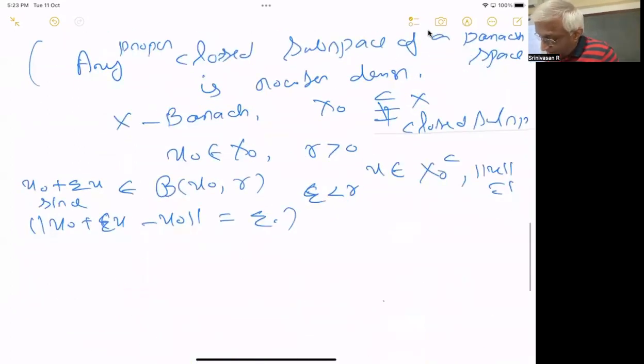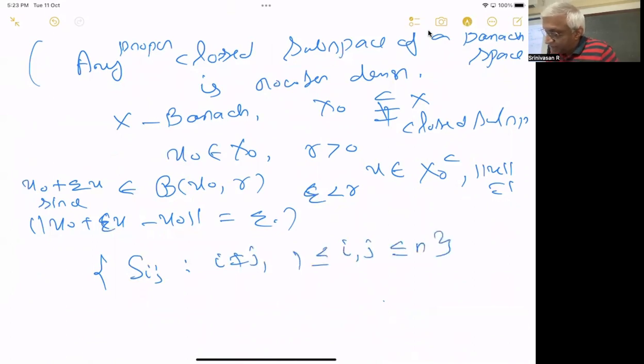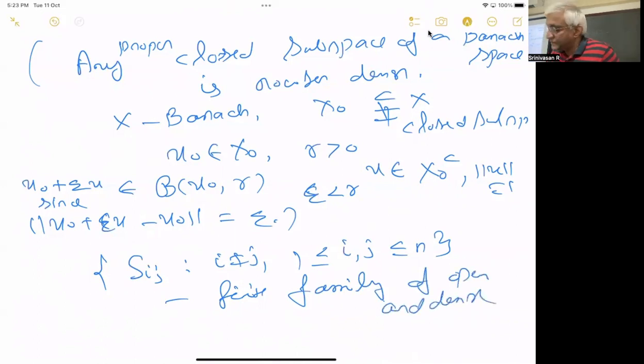Now this set Sij, i not equal to j, and i, j less than or equal to n, greater than or equal to 1, is a finite family of open and dense subsets. For each, Sij is open. So the intersection will also be open and dense. Actually, if you have a countable family of open and dense subsets, then the intersection is also open and dense. That's the Baire category theorem.